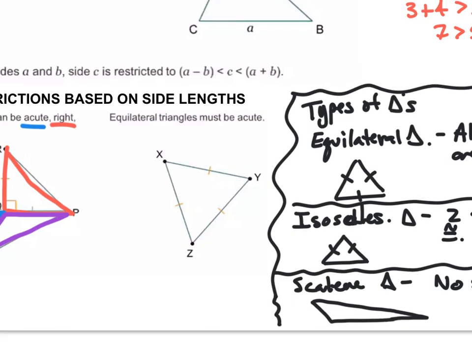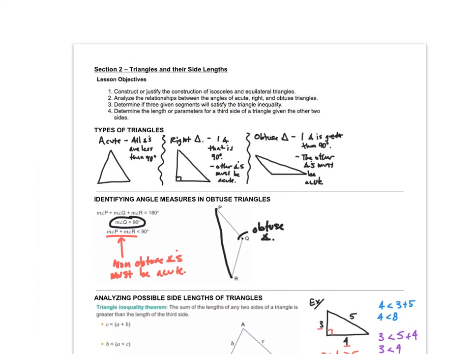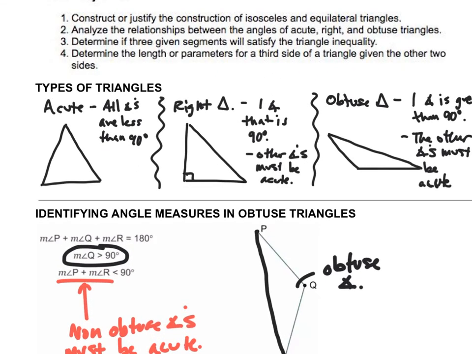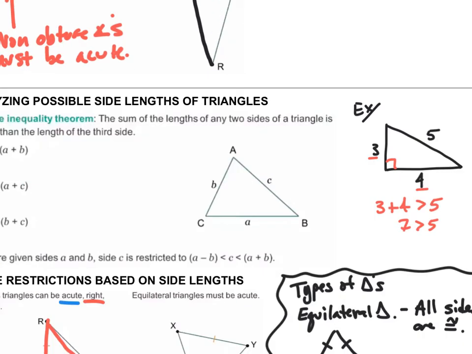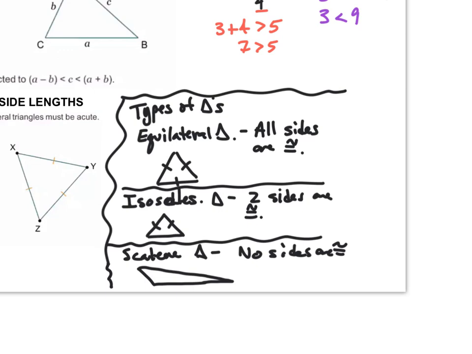And so that's the thing, you've got these types of triangles. What I have up here, these triangles are based off of angle measures. So you can classify triangles based off their angles. You can also classify triangles by their side lengths.